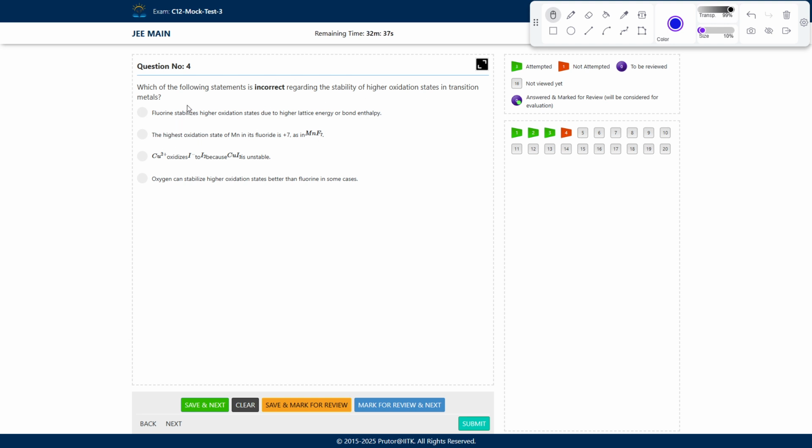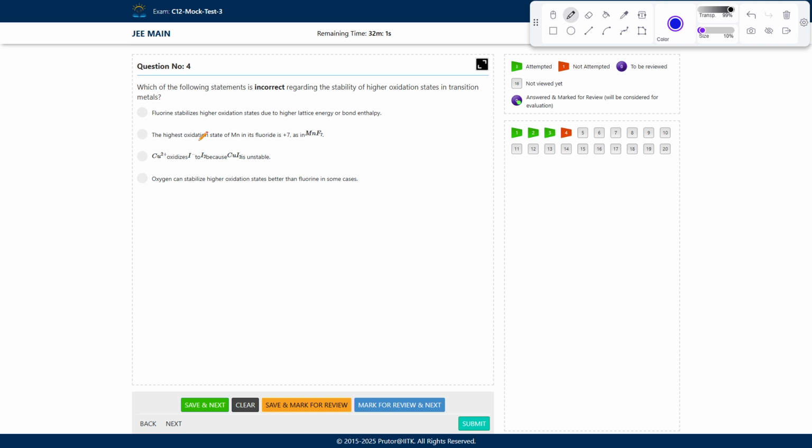The statements are: fluorine stabilizes higher oxidation states due to higher lattice energy or bond enthalpy. The highest oxidation state of manganese in its fluoride is +7, as in MnF7. Copper 2 positive oxidizes I negative to I2, that is, iodide ion to iodine molecule, because CuI2 is unstable. Or, oxygen can stabilize higher oxidation states better than fluorine in some cases. So you have to find out the incorrect statement.